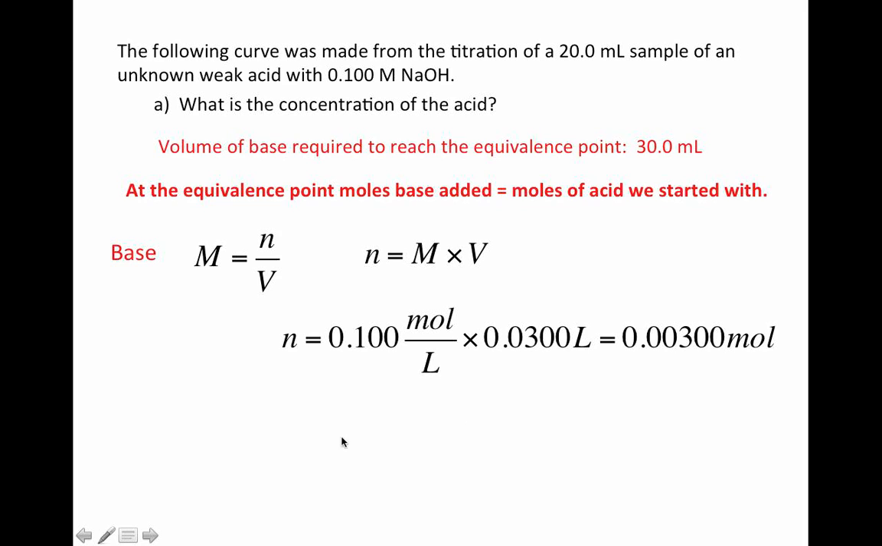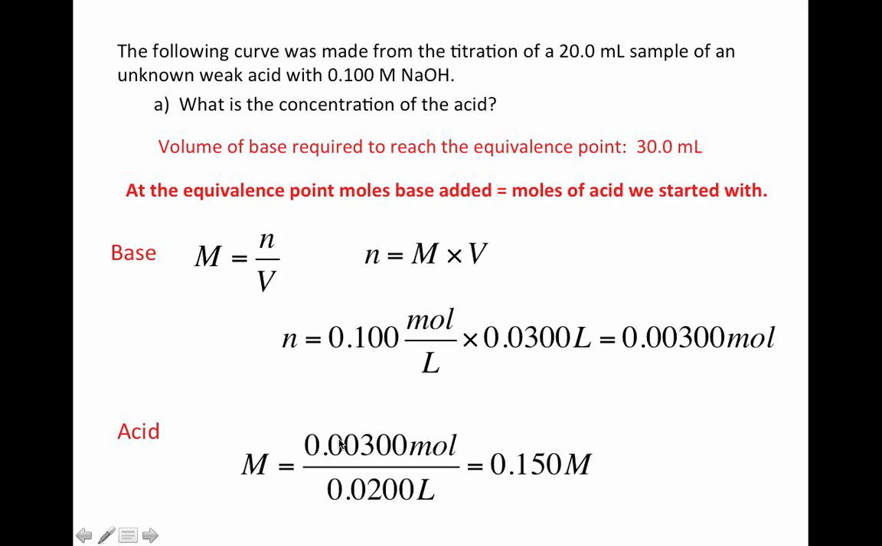And so the concentration of the base is 0.1 molar. I added 30 milliliters. I just had to convert it into liters here. And so I have 0.003 moles of base that I added. And so I know that at the equivalence point, the moles of base added is equal to the moles of acid that we started with. We know that we started with 0.003 moles of acid. To get the concentration, just divide the moles by the volume. We know we started with 20 milliliters, so I've converted it here to liters. And so the concentration of acid is 0.15 molar.